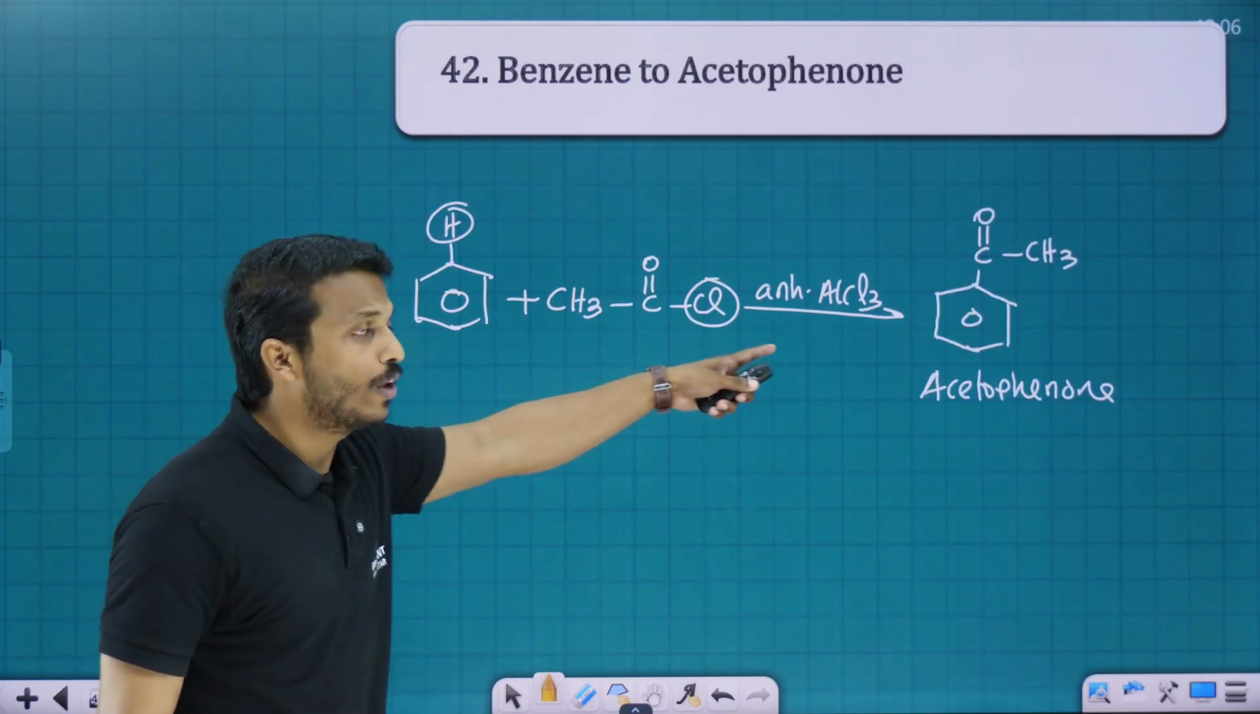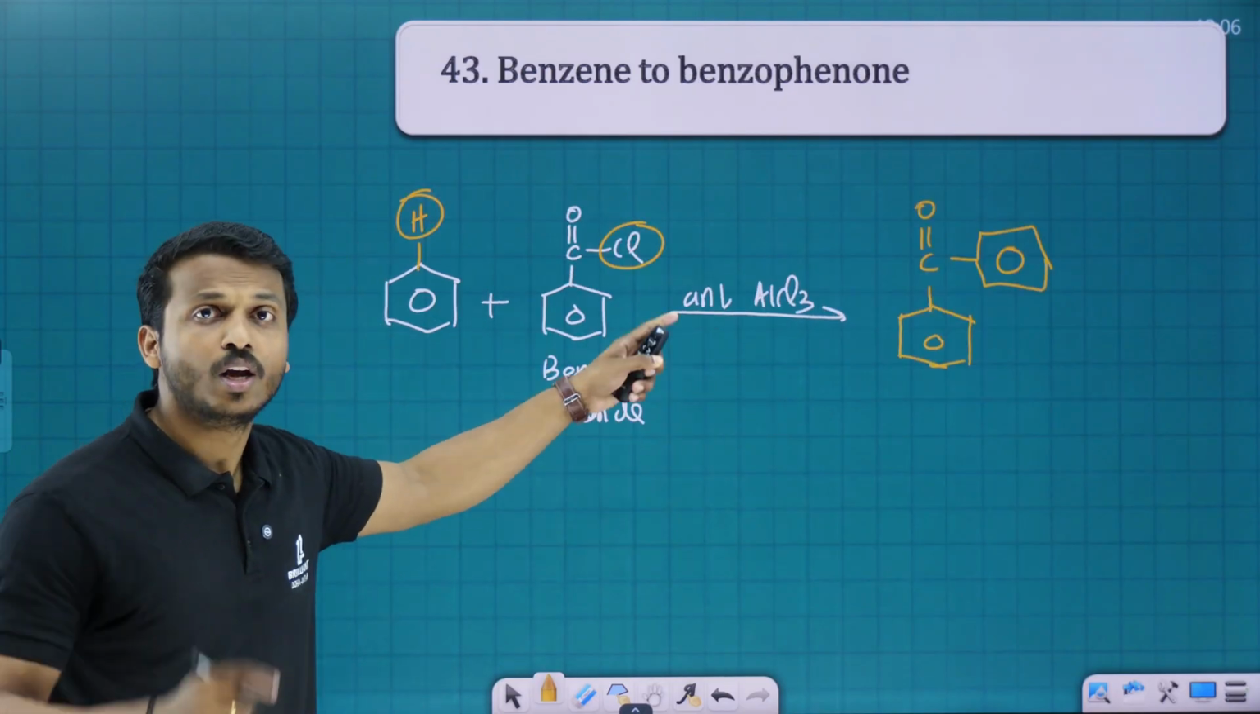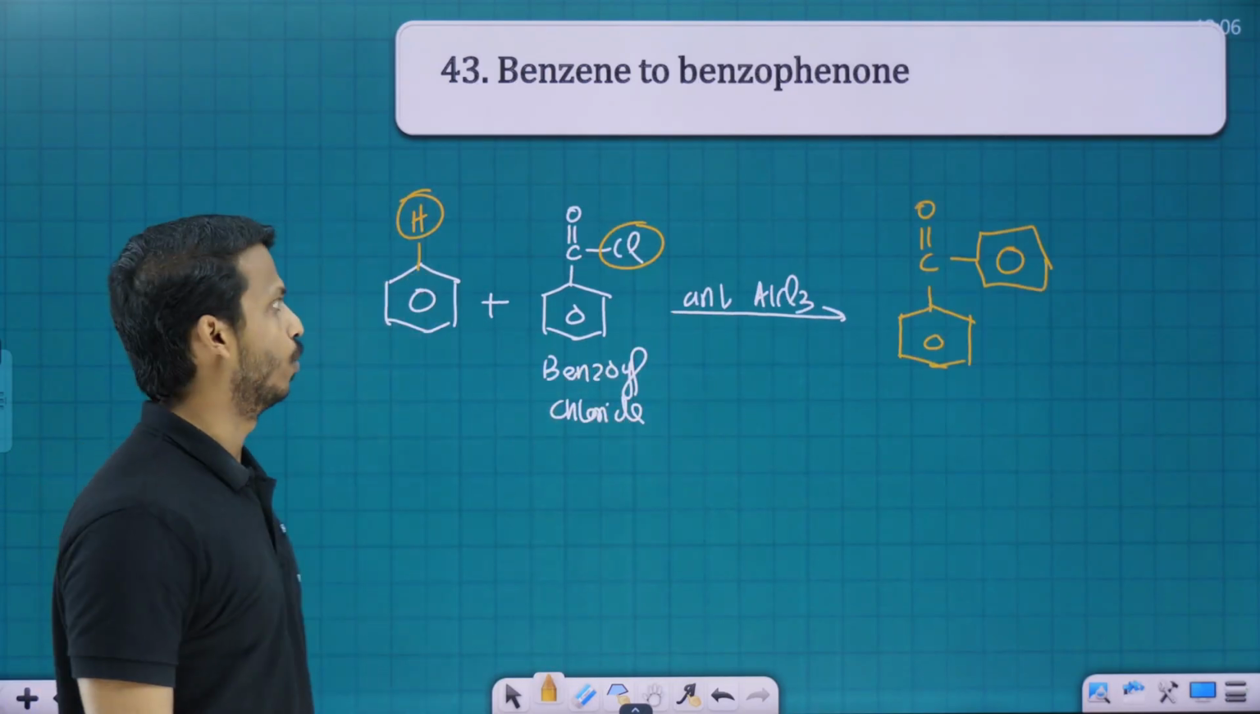You know, acetophenone means benzene with the COCH3. Benzophenone means two benzene rings, and in the middle there is a ketone.